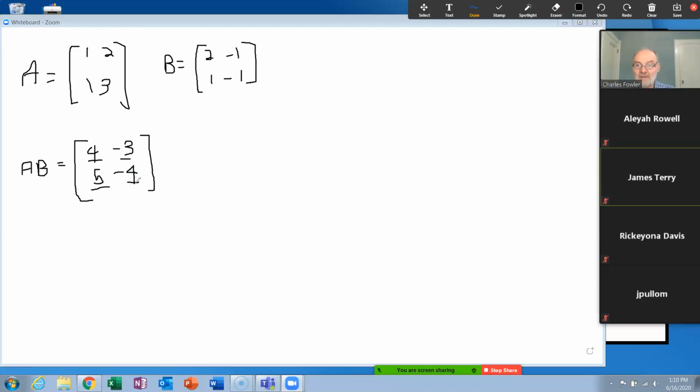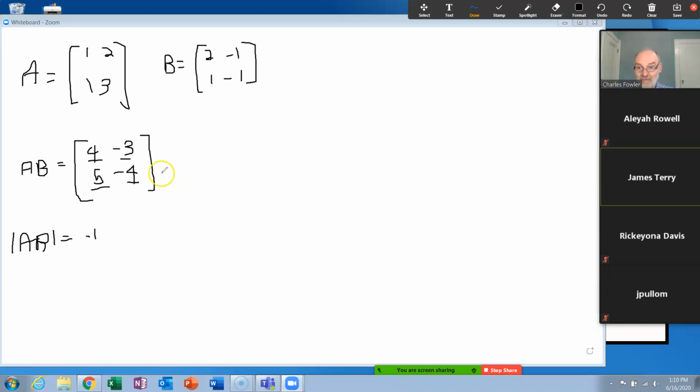Okay. Got that done. Now it says find the inverse of that. How would you suggest we do that? AB, the determinant of AB. Very good. Okay, so let's first do the determinant of AB, and what would that be? Negative 16 minus negative 15. Right. Negative 1. Negative 1, you got it.